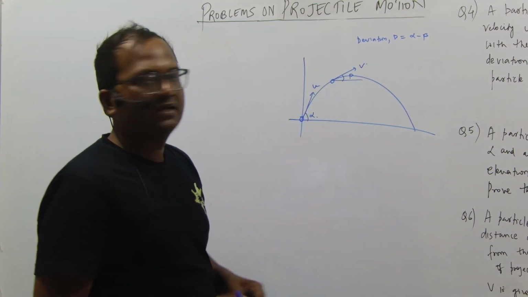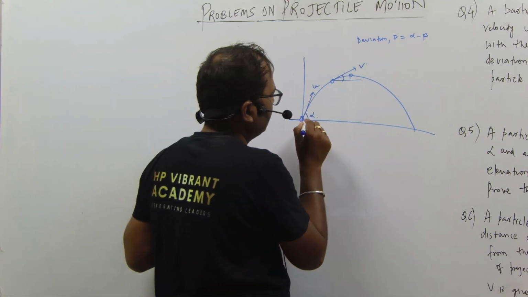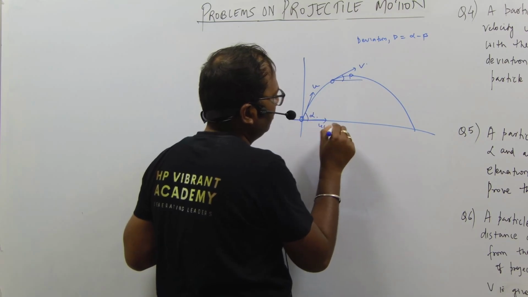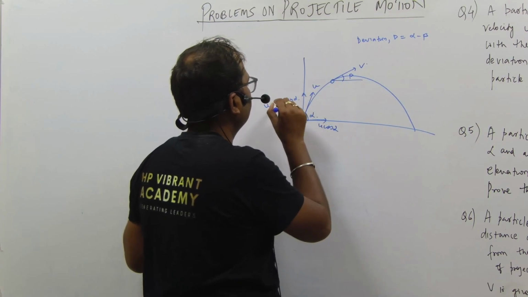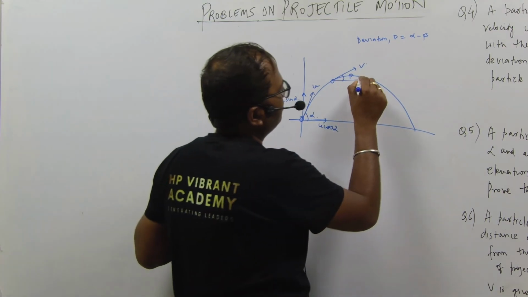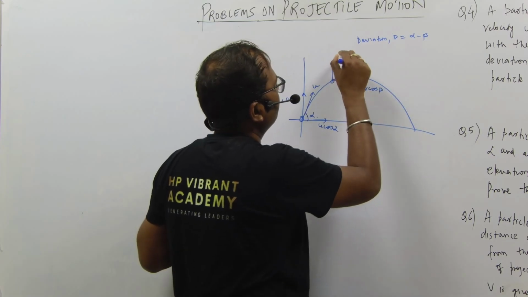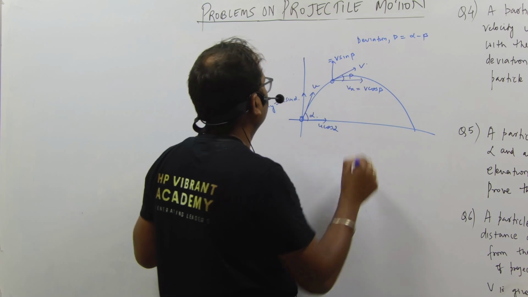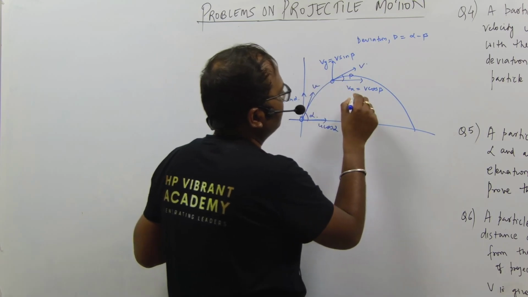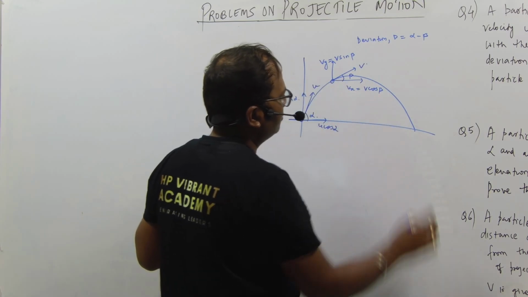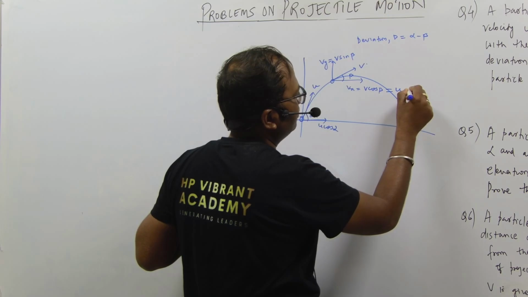The initial velocity is u. Let us resolve this along the x and y axes. So this is u cos alpha along the x axis, and along the y axis this is u sin alpha, the initial velocity in the y direction. Now let us resolve this: vx is equal to v cos beta and vy is equal to v sin beta. This is the velocity after time t along the y direction. Vx is constant throughout the motion, so the horizontal velocity is constant and will be equal to u cos alpha.